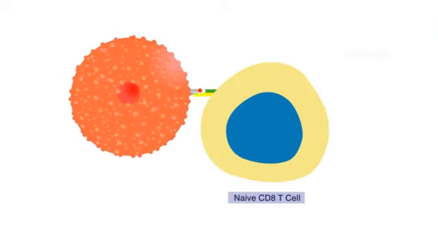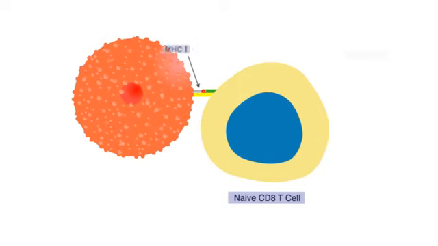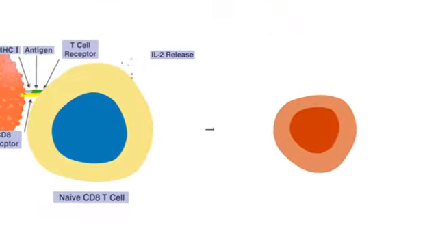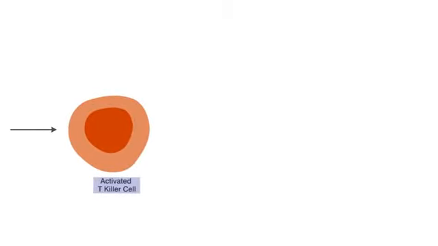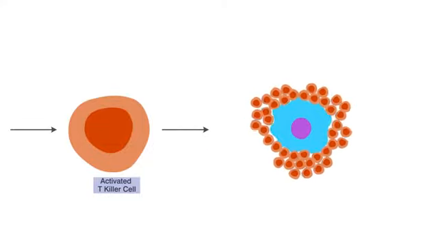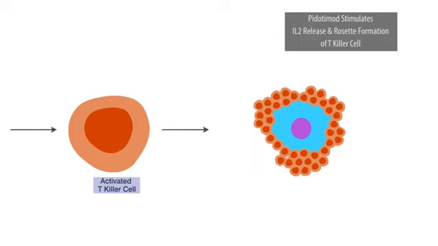Let's see how pidotimod stimulates our adaptive cell-mediated immunity. All human cells express the MHC1 receptor, which can present intracellular antigens to naive CD8 T cells. Once activated, these cells secrete cytokines such as IL-2. This activates cytotoxic T cells or T killer cells. These cells destroy the abnormal or infected cell by surrounding it in the form of a rosette. Pidotimod stimulates cytokine IL-2 release and rosette formation of T killer cells.